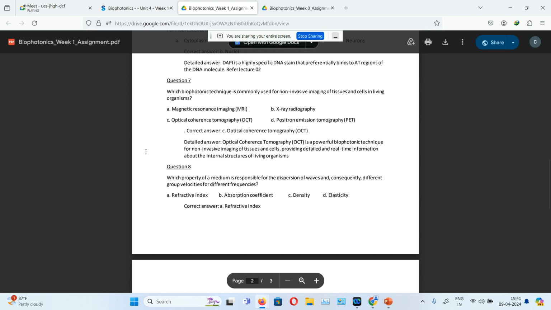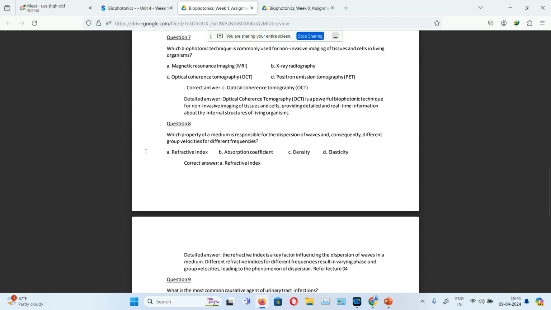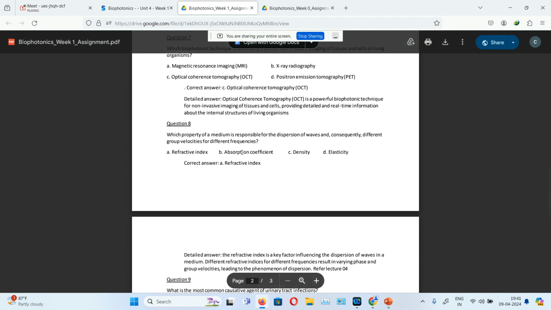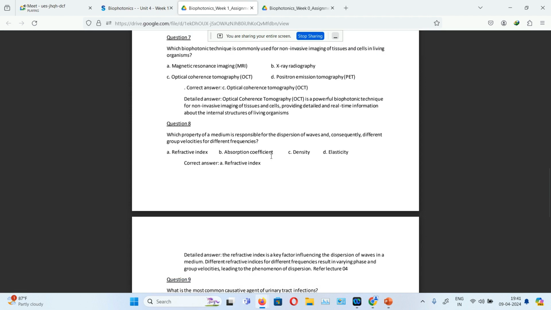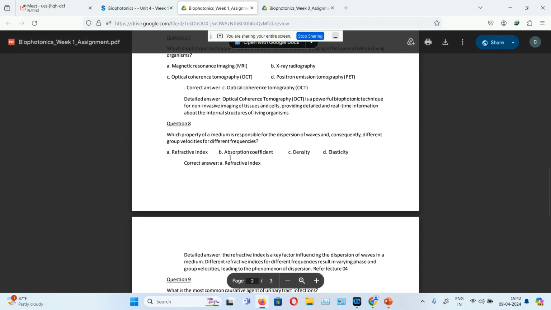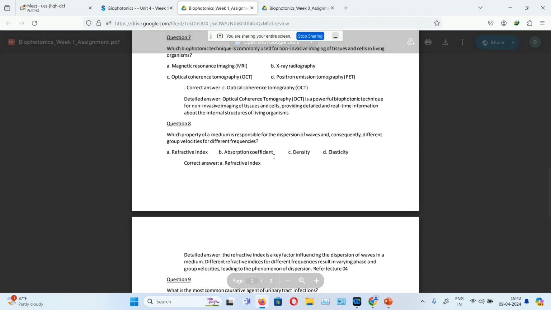Question 8. Which property of a medium is responsible for the dispersion of waves, considering different group velocities at different frequencies? Absorption coefficient, no. Absorption coefficient mainly depends on all the things. Density and elasticity is not the one. So, refractive index is a different thing. Even the absorption coefficient has a contribution from the refractive index itself.